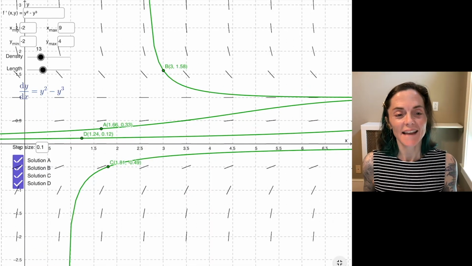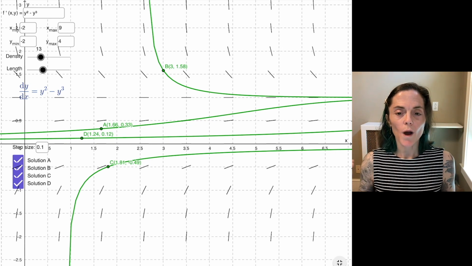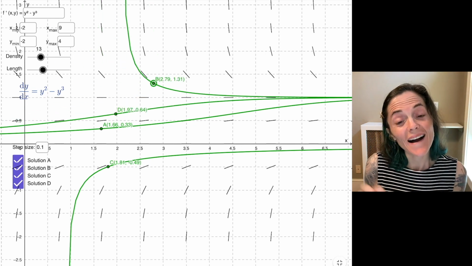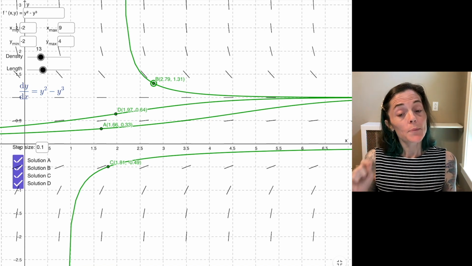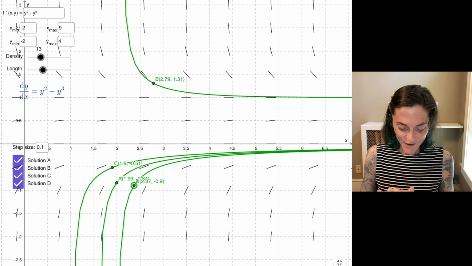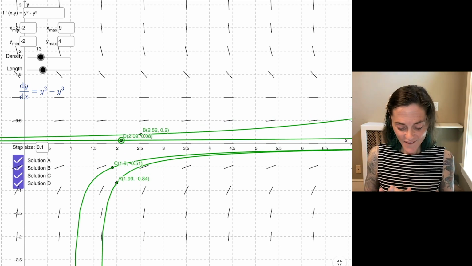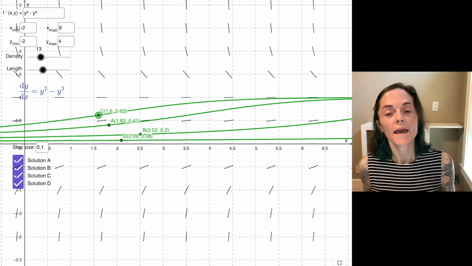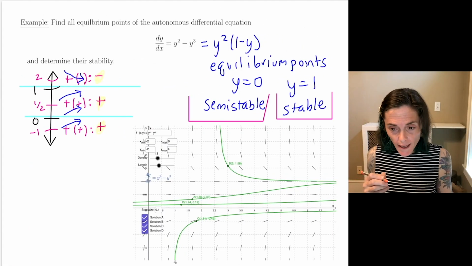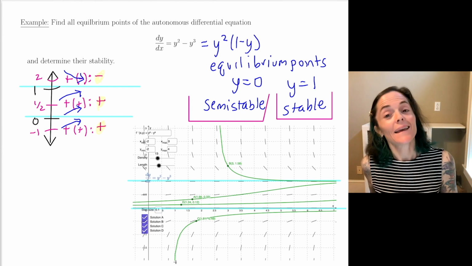In GeoGebra, we are looking now at 4 solutions of dy dx is y squared minus y cubed. We found y equals 1 was stable, and you can see as I vary these solutions, all solutions nearby y equals 1 are approaching y equals 1, but y equals 0 was semi-stable. So some solutions approach, namely if I move all these solutions underneath y equals 0, they are approaching y equals 0. But on the other hand, if we start nearby but above y equals 0, these solutions are moving away. In fact, they are approaching y equals 1. And here is the picture we were just looking at. Here is y equals 1, equilibrium point, and here is y equals 0, equilibrium point.